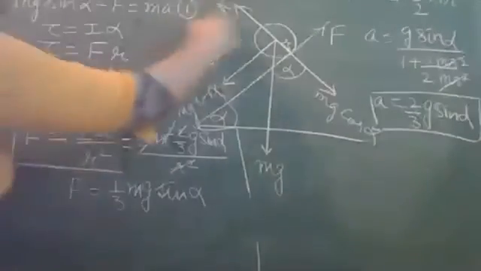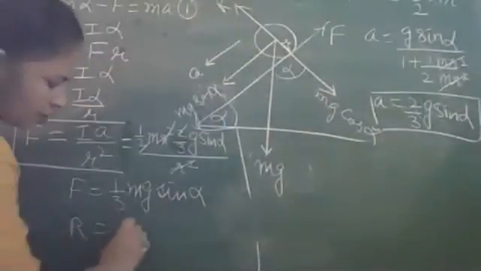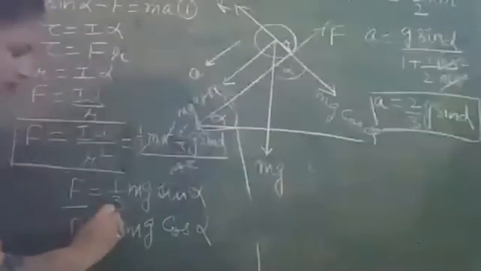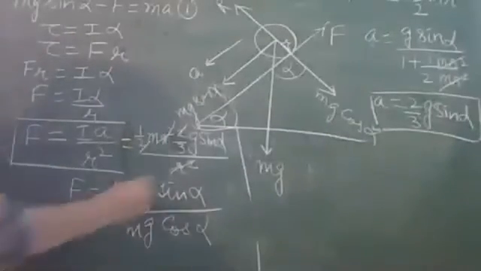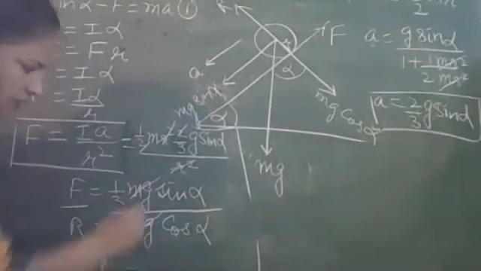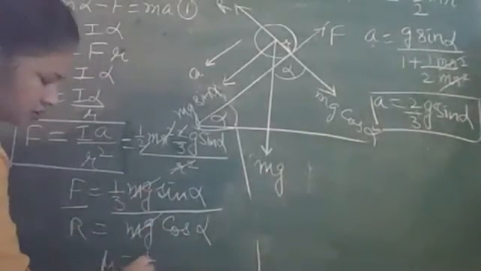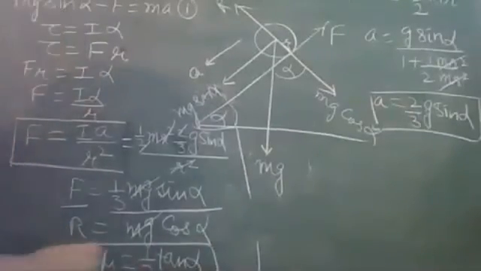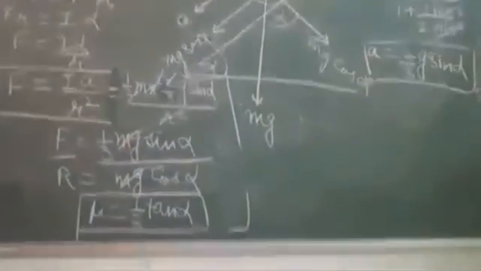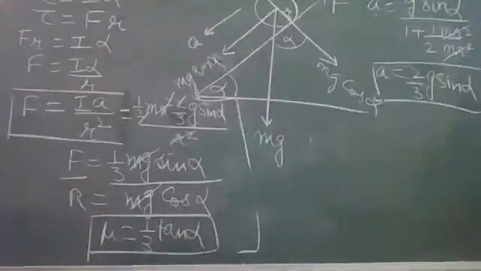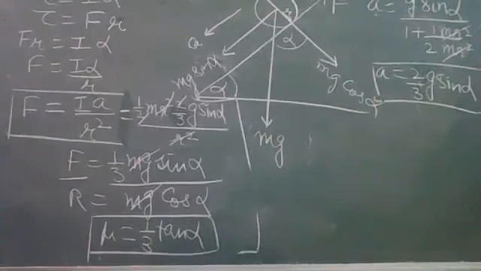Okay, now from the diagram R is equal to mg cos alpha. Divide both. Mg gets cancelled. What is F over R? That is mu. What is sin over cos? Tan. So 1/3 of tan alpha. This is the condition for rolling without slipping, that mu should at least be equal to 1/3 of tan of the angle of inclination. Then the cylinder will roll without slipping. Otherwise it won't.